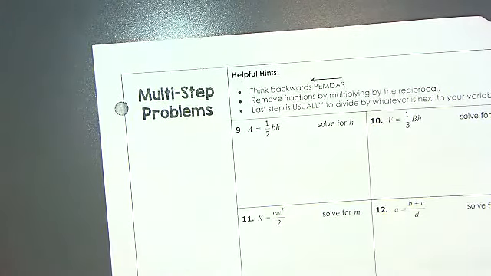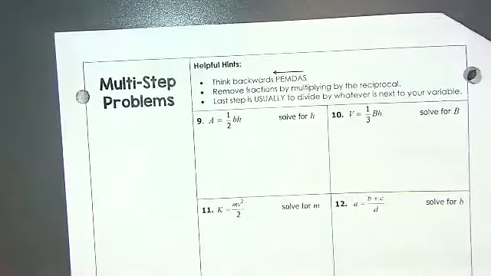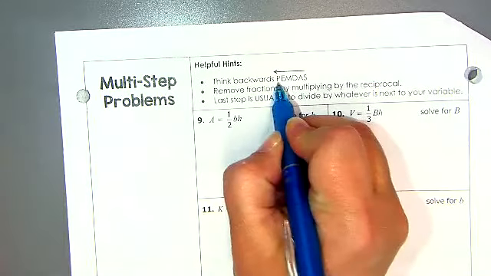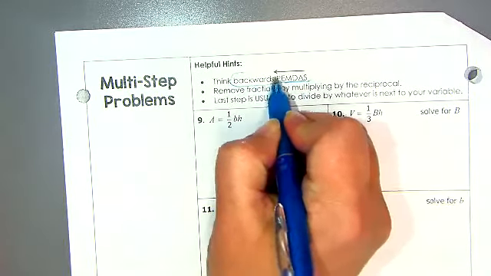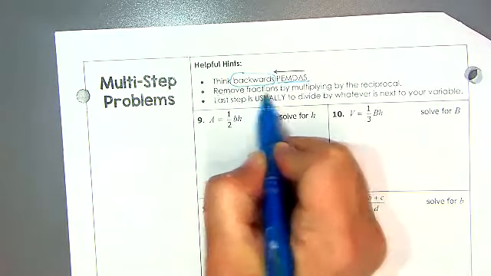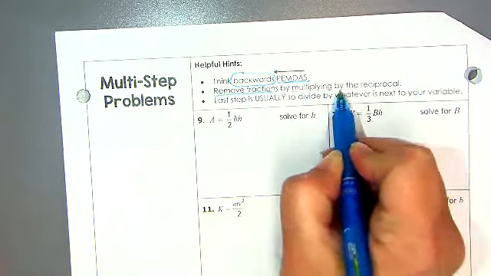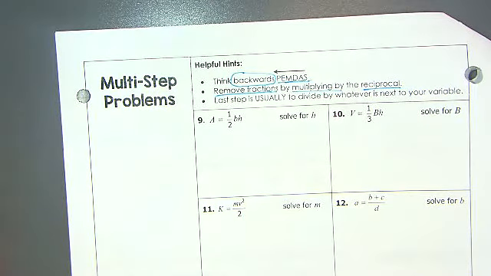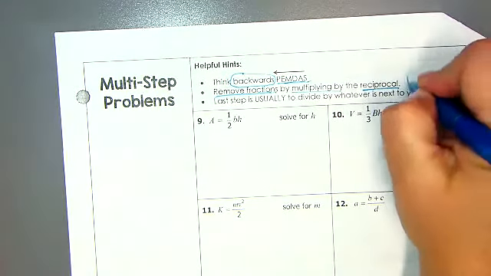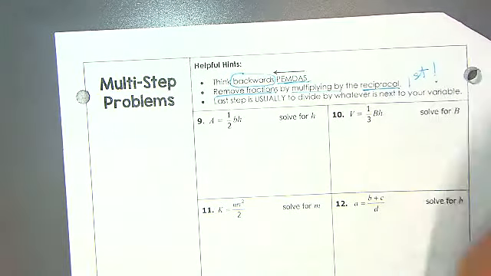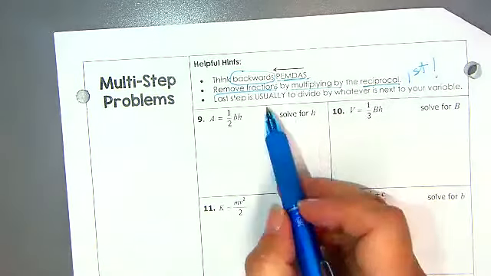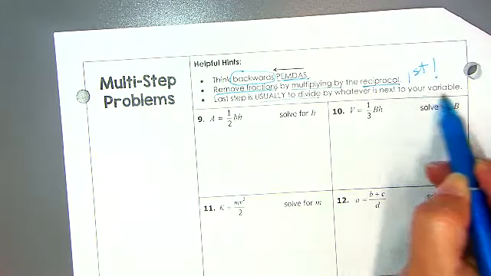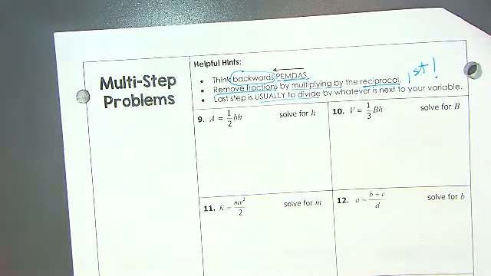Next page. Some little quick notes here. You want to do PEMDAS backwards when you're thinking about this. You want to remove fractions by multiplying by the reciprocal. You always want to remove the fractions first if you can. And then the last step is usually to divide by whatever is next to your variable. That's most of the time what happens.